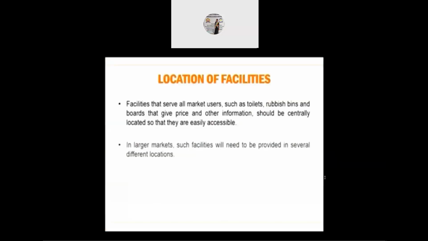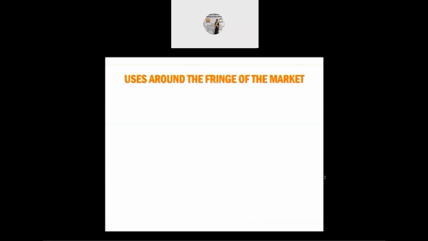In large markets, such facilities will need to be provided in several different locations. So if it is a small market, these location details and price details can be kept just at the entrance. But if it's a huge market, you can keep everything depending upon the zoning that you are doing. Uses around the fringe of the market.